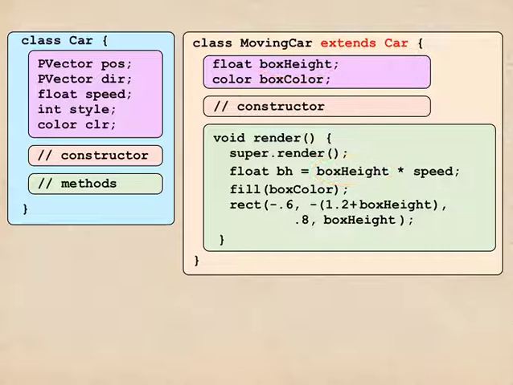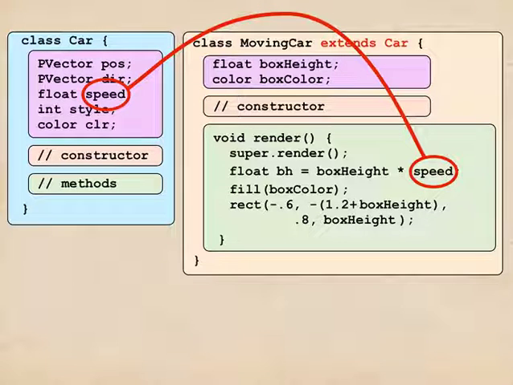So okay, no problem. How about speed? If you look through the definition of moving car, there is no speed. It's just never even referred to. So where does it come from? Processing handles this just like a message. It looks at this and says, I'm a moving car and I need the value for my variable called speed. And it looks through moving car and it doesn't find one. So it looks at the parent class. And sure enough, there is a speed in car, and that is the value that gets used.